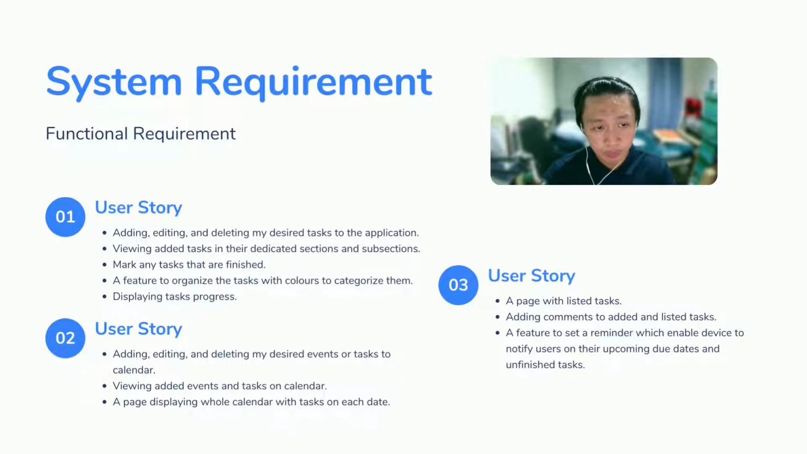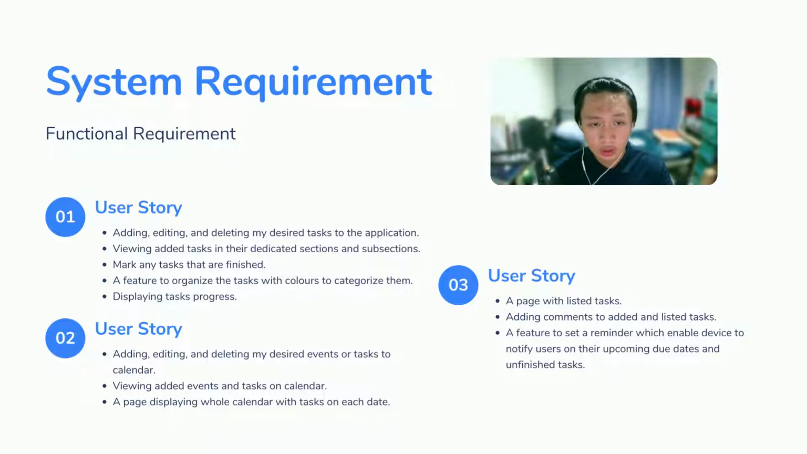The functional requirement of the first user story is adding, editing, and deleting their desired tasks on the application, viewing added tasks in sections and subsections, marking any tasks that are finished, a feature to organize the tasks with colors to categorize them, and displaying task progress.